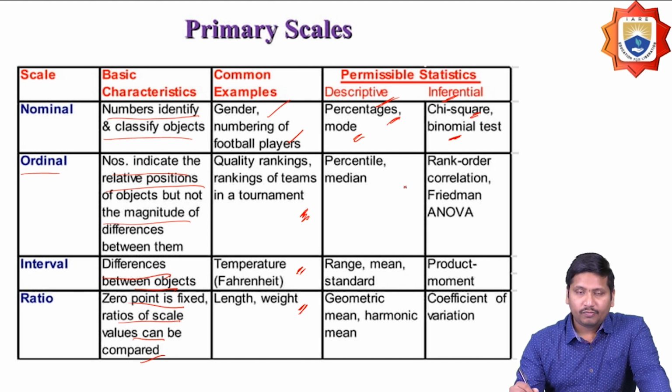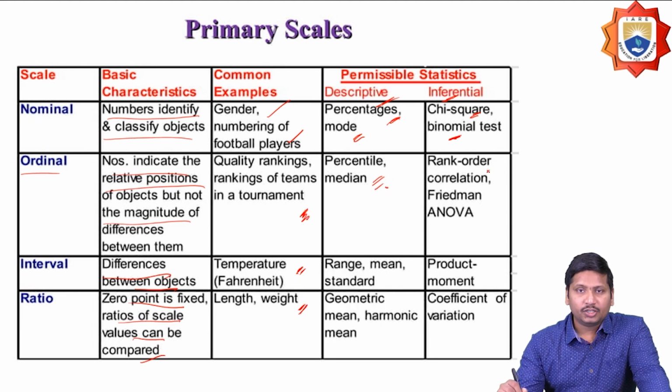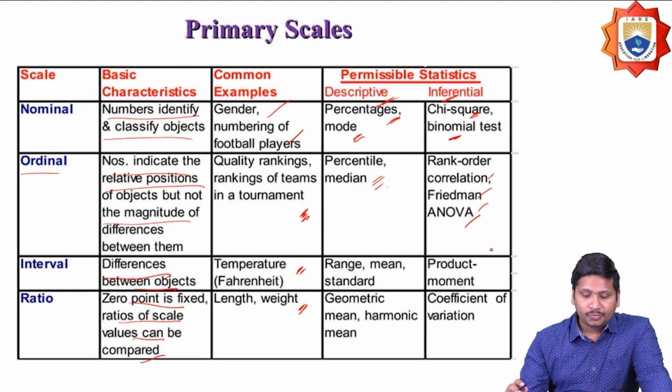Similarly, for the ordinal scale, the descriptive statistics are percentile and the median. But for inferential, it is rank order correlation, Friedman, and ANOVA. These are some of the different statistical measures we perform on the ordinal scale. And for the interval scale, it should be the product moment.